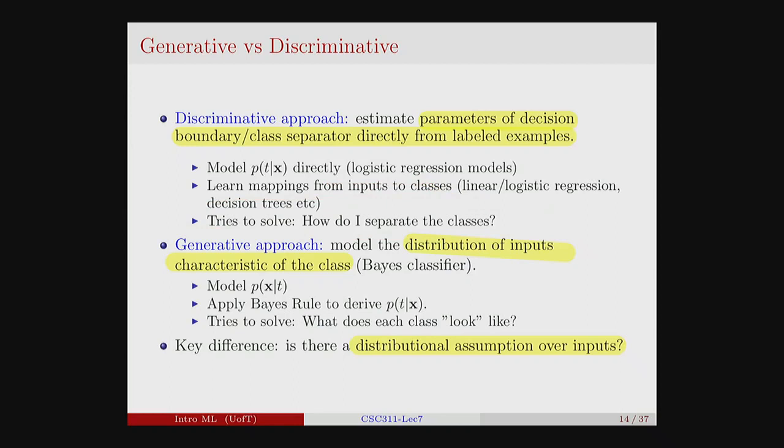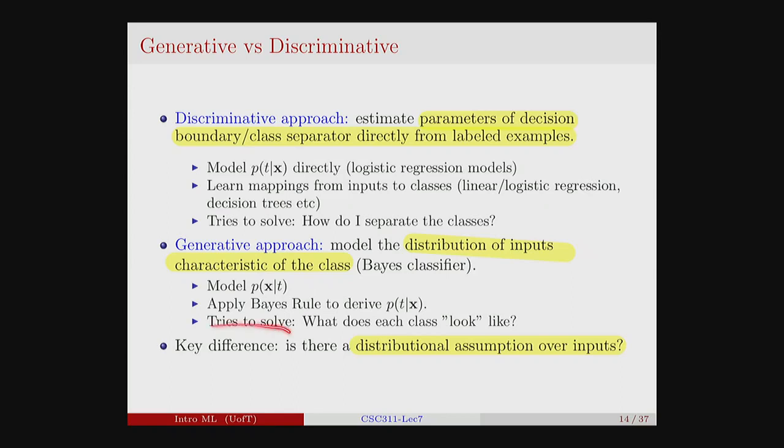In contrast, generative models model the distribution of inputs. They try to understand what kinds of features are more likely in one class versus another. And they apply Bayes' rule to derive the probability of t given x, the class label given a new test point x. And so they try to solve this problem of what does a class look like? Because if I know what every possible instantiation of a class looks like, then I can use that knowledge to infer what the class label for a new point is.